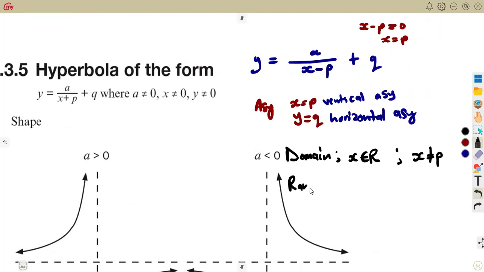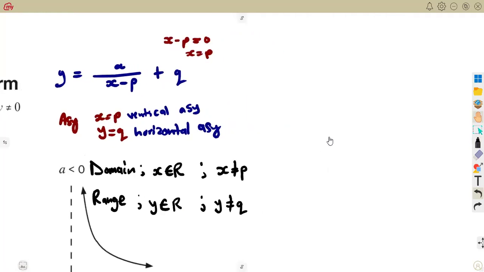For the range, talking of the y values, we are going to have a condition of y being also an element of the real numbers, but y cannot be equal to the value which is on the asymptote. So y cannot be equal to q. That is the condition. We are going to refer to typical questions about this, like understanding and drawing of the functions, and later on also referring to the axis of symmetry, just for the sake of revision.